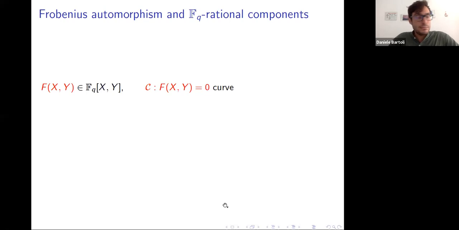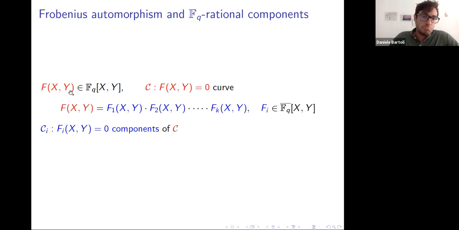Now, let's have a look at how the Frobenius acts on the components of a certain curve. So we start from a curve which is defined over Fq. Now, if it is not absolutely irreducible, then the defining polynomial f splits into, let's say, k factors, which are absolutely irreducible, and in general, their coefficients are in the algebraic closure of Fq. Then each of these factors provides a component of your curve.